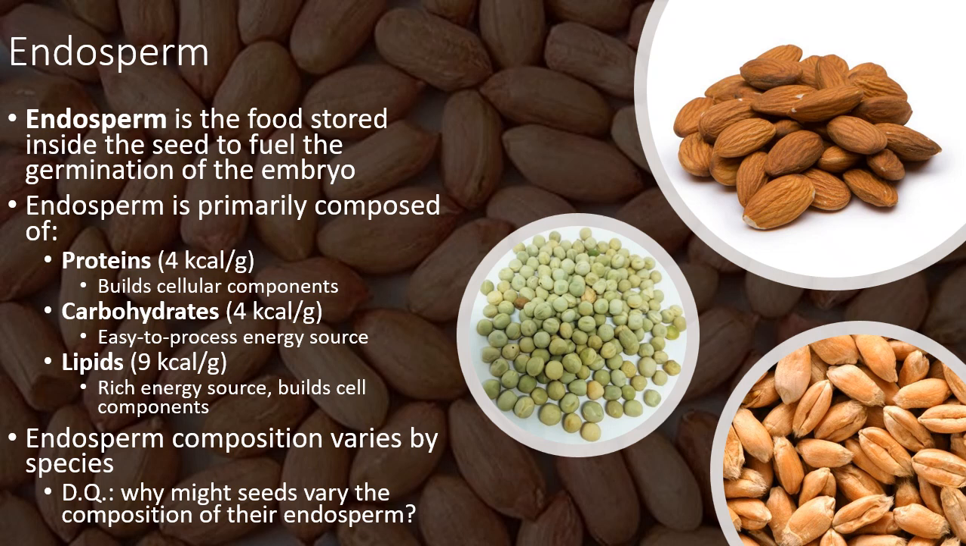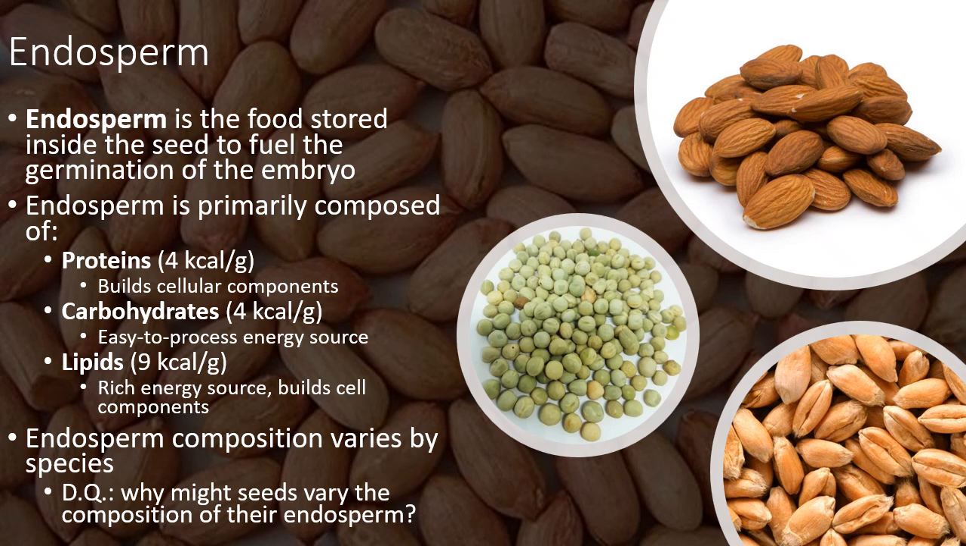And lipids, which are oils and fats, you'll notice that rather than containing 4 kilocalories per gram, they contain 9 kilocalories per gram. So they can contain over double the amount of energy per gram of seed weight. So seeds are capable of storing really large amounts of energy within a relatively small volume of seed. And those lipids aren't just useful as a dense energy source, they're also valuable for building cell components like cell membranes, which are made of lipids. And the endosperm composition varies by species.